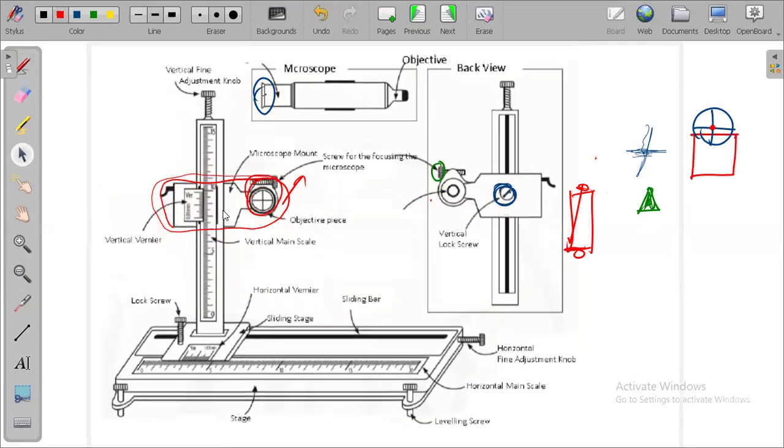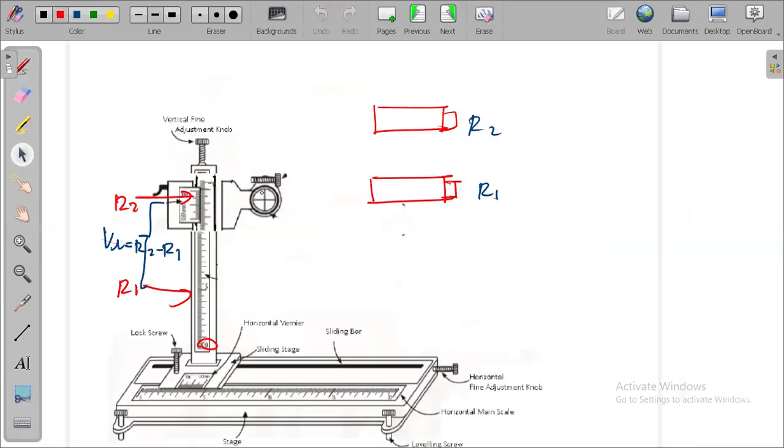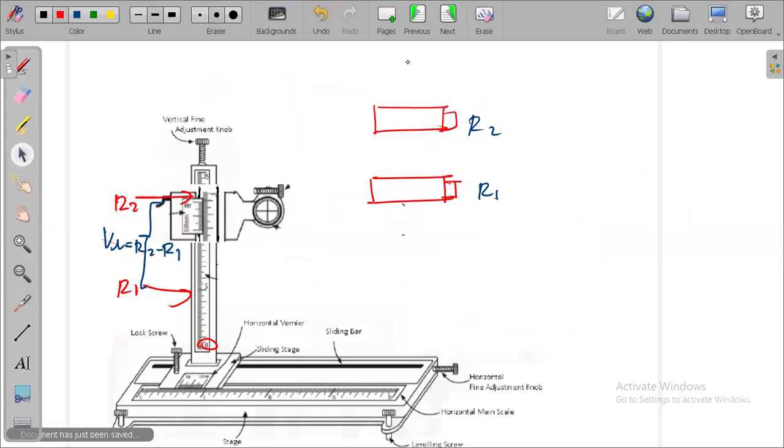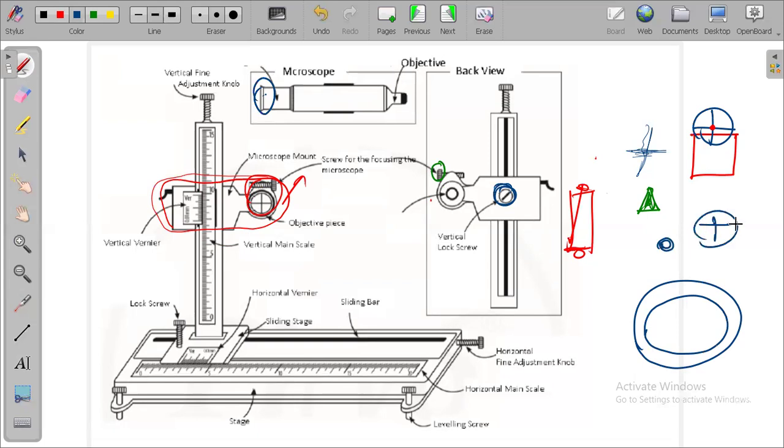If you are trying to move this part up or down by holding it here, see, it will move more than the amount you want because you have used a microscope. When you observe a very small capillary tube, the image may appear like a very big tube, but the actual size is very small when you move it by your hand. The next time you try to see, the object is nowhere, because you have moved too much.